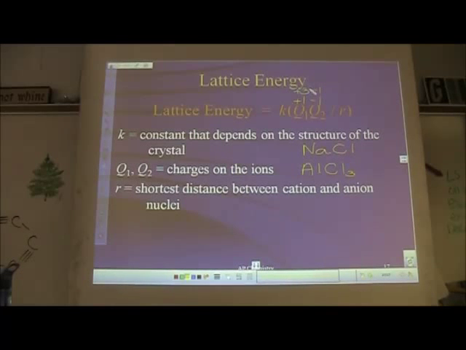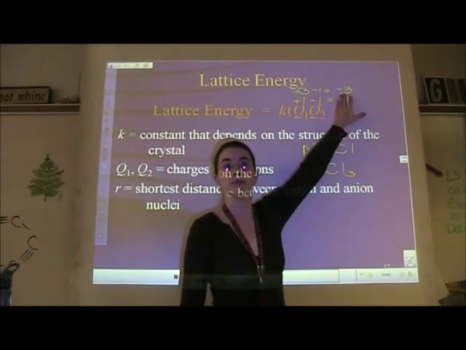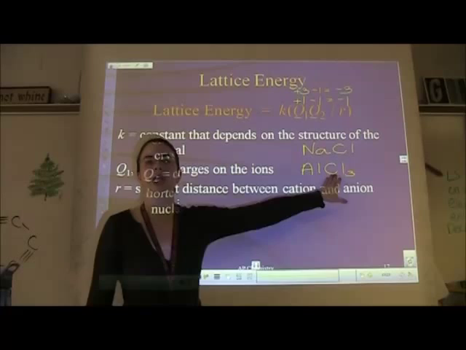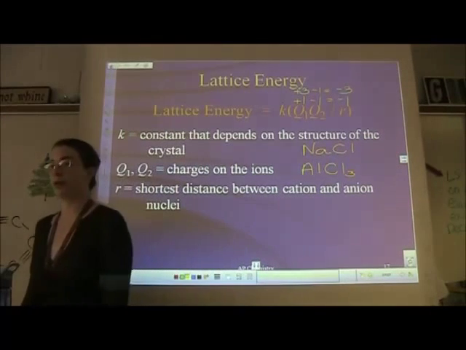I'm going to multiply these. 1 times -1 is -1. 3 times -1 is -3. Do you agree that multiplying the charges for aluminum chloride gives me a more negative answer? Okay. That means that aluminum chloride will have the more negative lattice energy, the more exothermic energy. And the best way to understand this is that the ionic bond between aluminum and chlorine is tighter, stronger than the bond between sodium and chlorine.